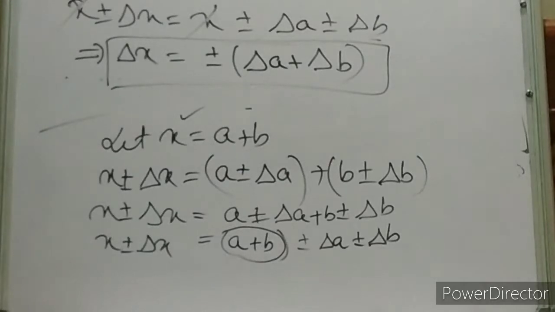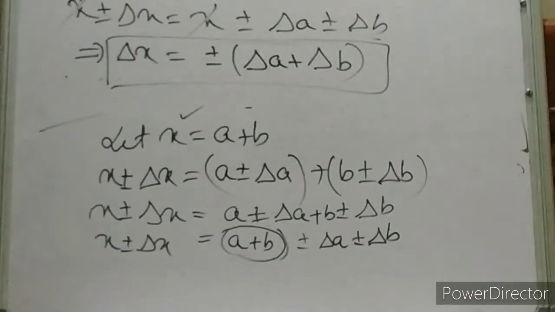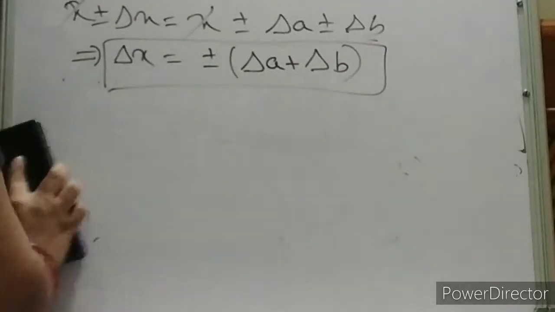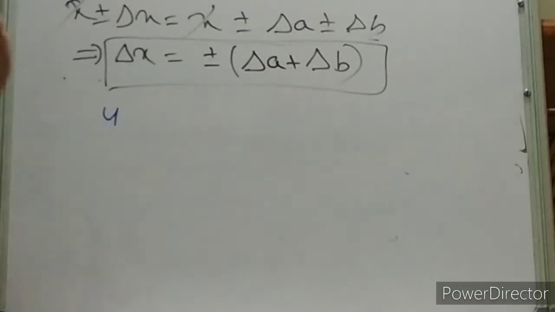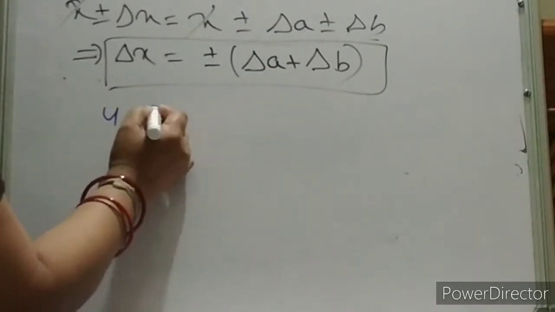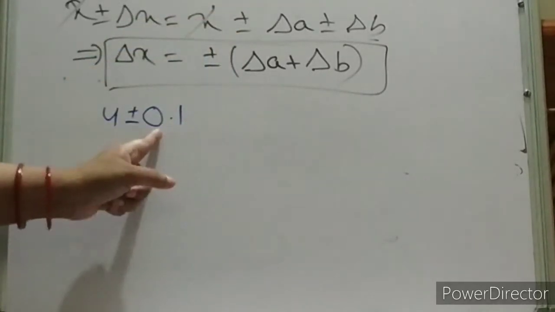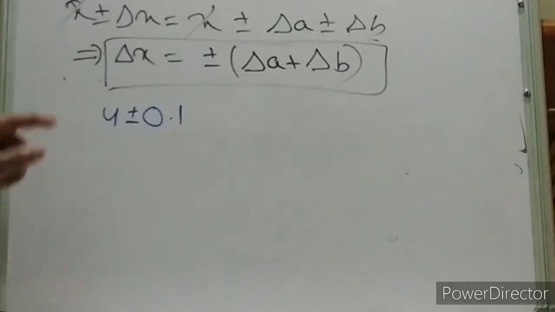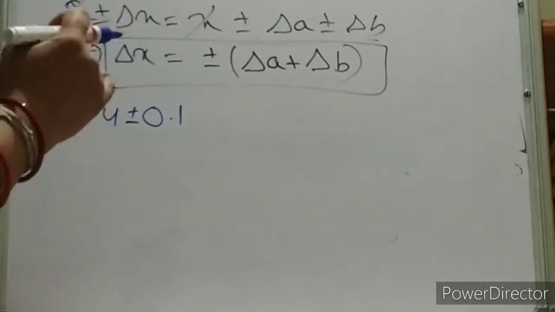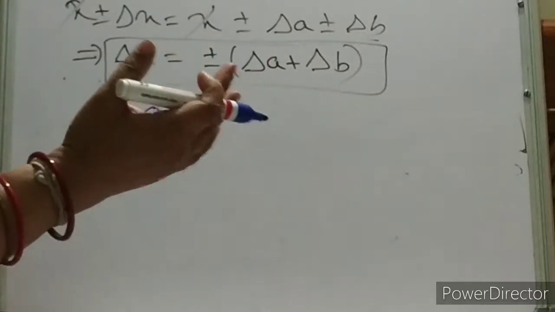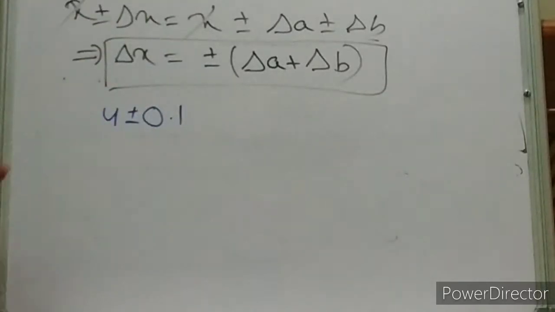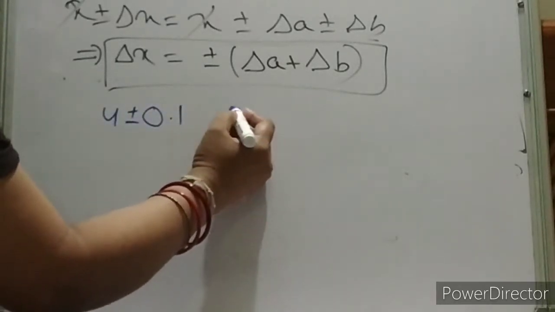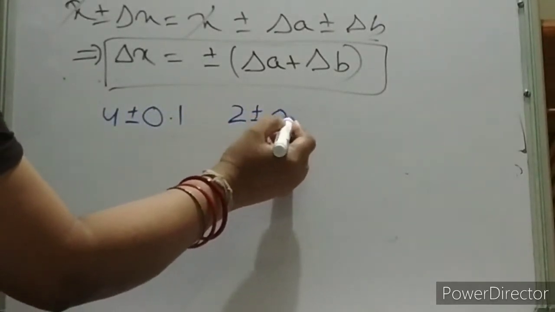Let us try to visualize what we have written, x equals a plus b. Suppose we are measuring some length, that is suppose 4 centimeter, plus minus delta a. By mistake, the measurement can be a little bit overestimated, that means a little higher than the actual value, or a little lower than the actual value. That's why we are writing this. And let the measurement of b be 2 plus minus, suppose, 0.3.